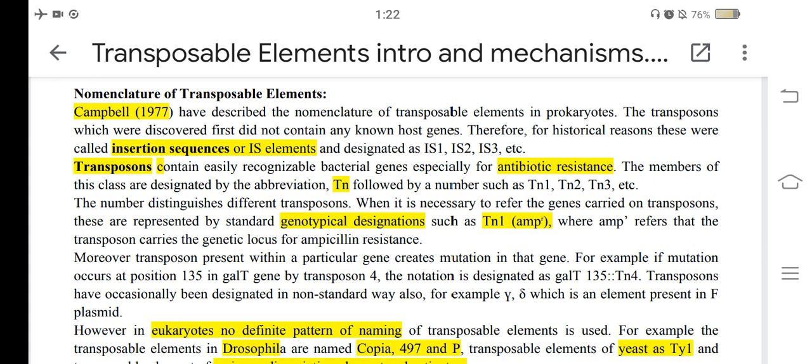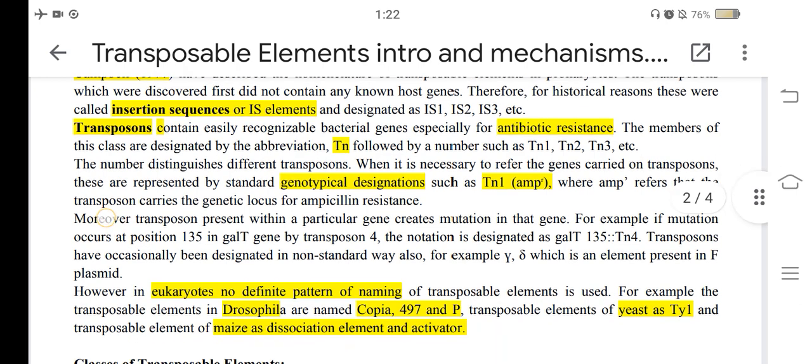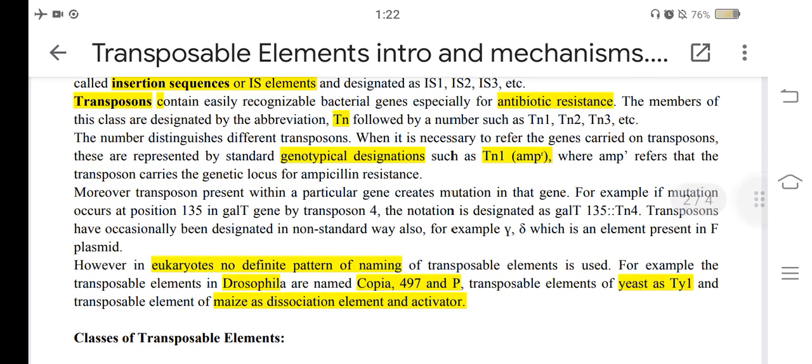Nomenclature of transposable elements: Campbell in 1977 described the nomenclature of transposable elements in prokaryotes. The transposons which were discovered first did not contain any non-host genes. Therefore, for historical reasons these were called insertion sequences or IS elements, designated as IS1, IS2, IS3, etc. Transposons contain easily recognizable bacterial genes, especially for antibiotic resistance. The members of this class are designated by the abbreviation Tn followed by numbers such as Tn1, Tn2, Tn3, etc. The number distinguishes different transposons when it is necessary to refer to the genes carried on transposons.